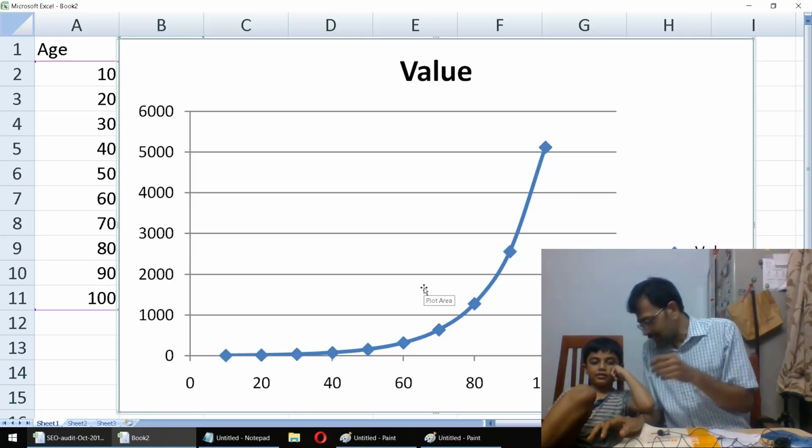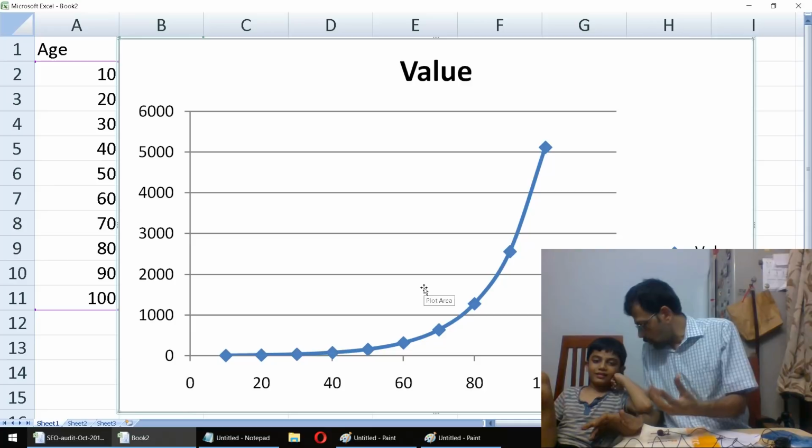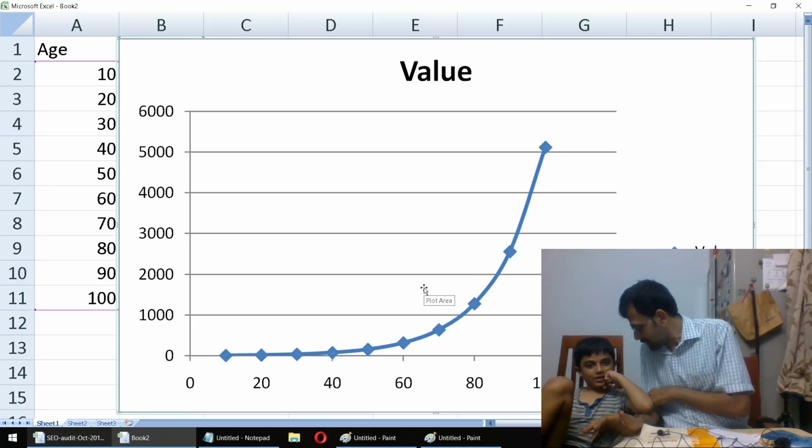All right. So the message here is that if you stay invested for a long time, you will get a lot more money because of the power of compounding.